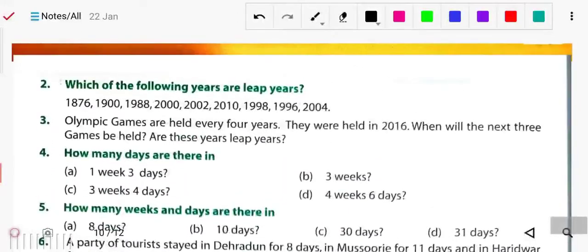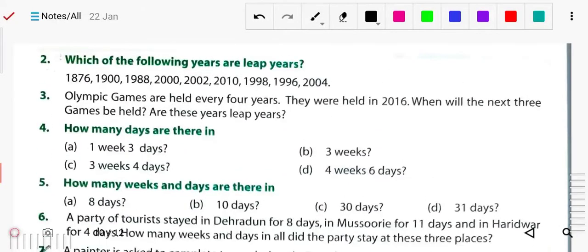Next question is number 2. Which of the following years are leap years? It means you have to check which is a leap year and which is not. You have to divide by 4. If the last digits are double zero, you have to divide by 400. Likewise here there is double zero, so this number must be divisible by 400, and the rest will be divided by 4 only.